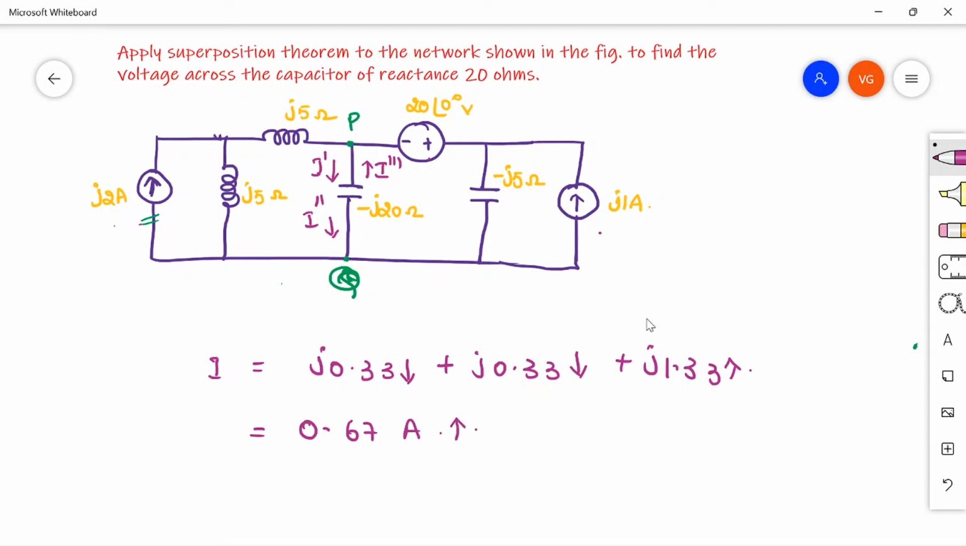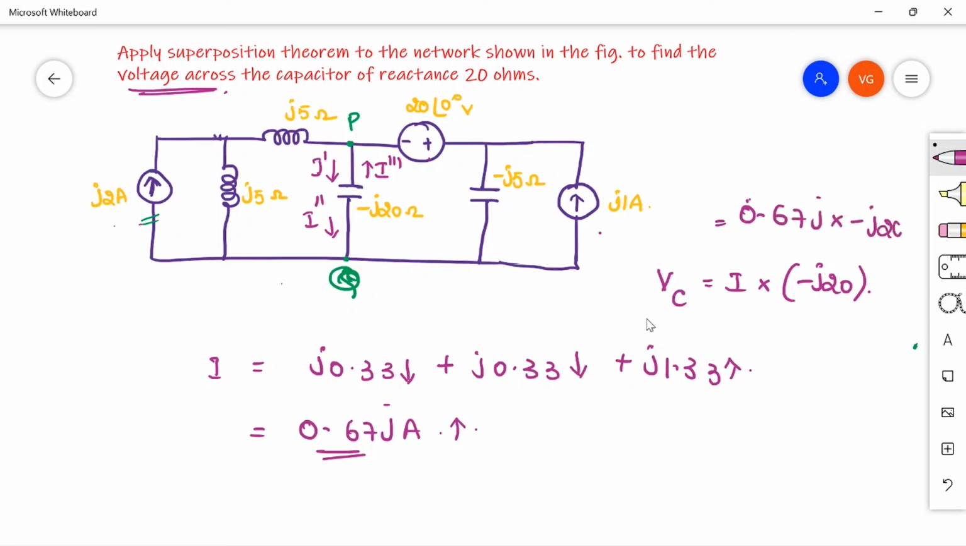The question is to find out the voltage across this capacitance. So voltage across the capacitor is equal to current into the reactance minus J20. So you can write this as 0.67 J into minus J20. So you will be getting 13.4 volts. So the total voltage across the minus J20 ohm because of all the three sources is 13.4 volts.